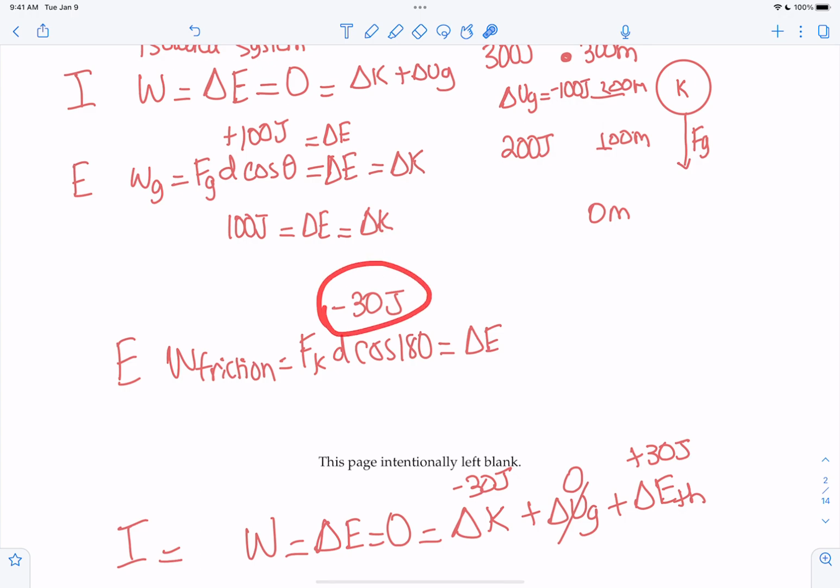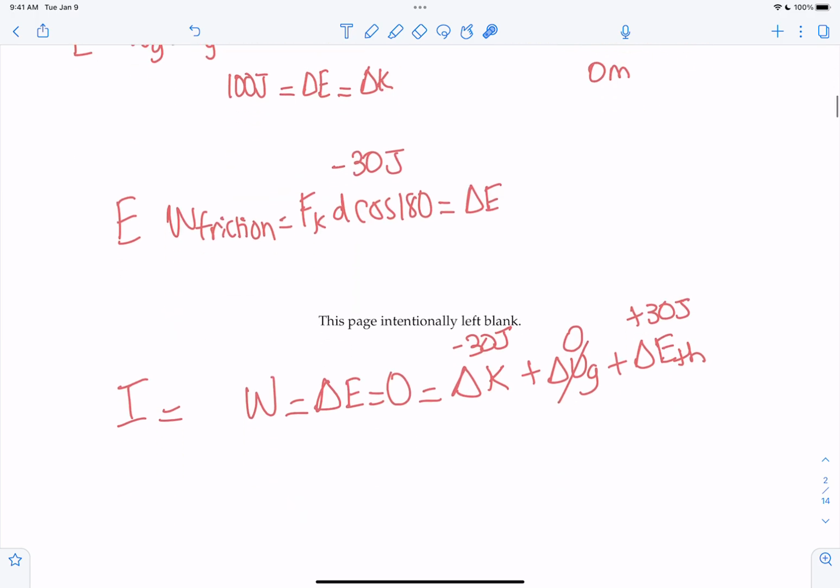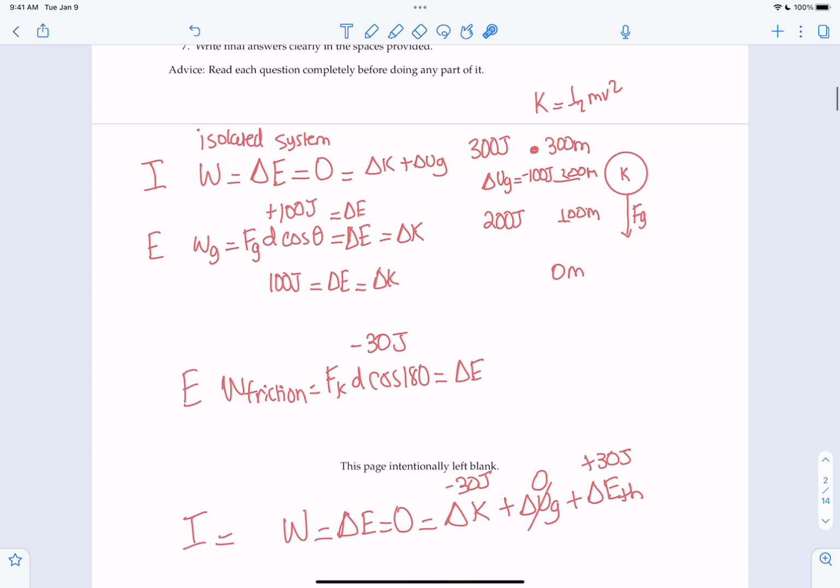If we saw a negative 30 joules of work being done by friction, then we can add that back as an increase in the thermal energy to match the decrease that we saw in our speed and our kinetic energy, my bad. So energy is always conserved.